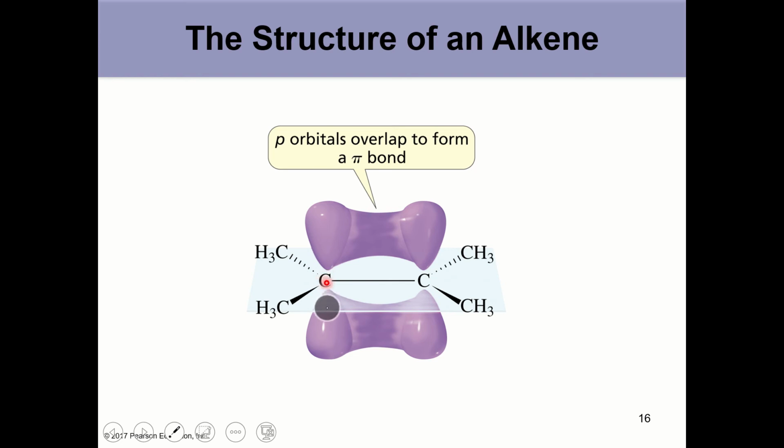So for each carbon, this C is in the same plane, this C is in the same plane, and this C is in the same plane. But this is also an sp2 carbon. So this C is in the same plane, and this C is in the same plane. What is not in the same plane is the hydrogens bonded to the tetrahedral carbons. So these H3s are in different planes.